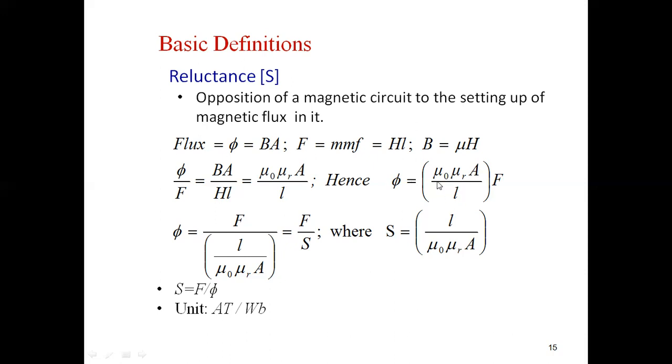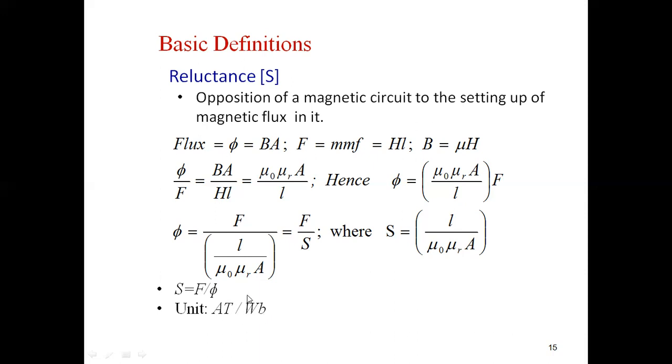By rearranging this equation, we get phi, that is flux, is equal to F upon L upon mu 0 mu R A. And this we can replace by the quantity reluctance, that is S. So it becomes F upon S, where S is the reluctance, equal to L upon mu 0 mu R A. Hence, the relation for reluctance is S equal to F upon phi, and its unit is ampere turns per Weber.